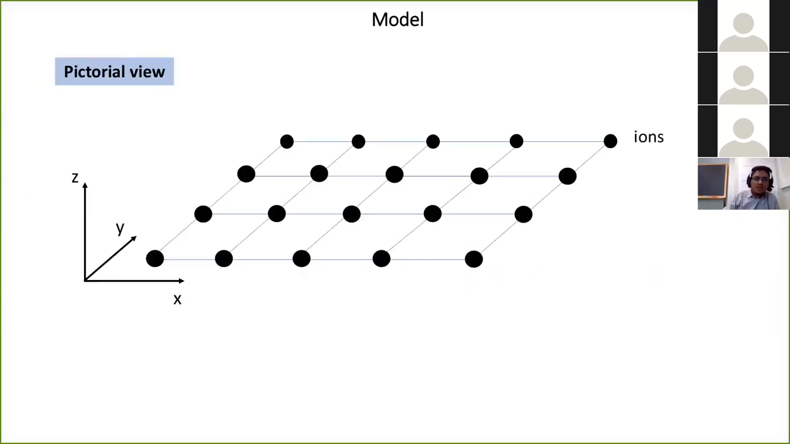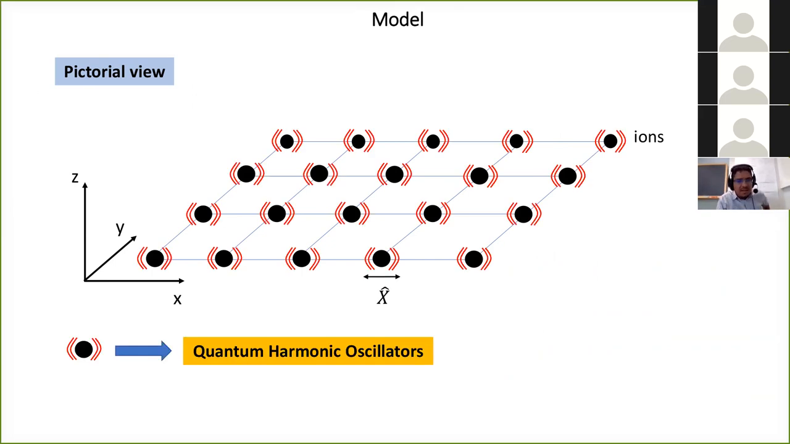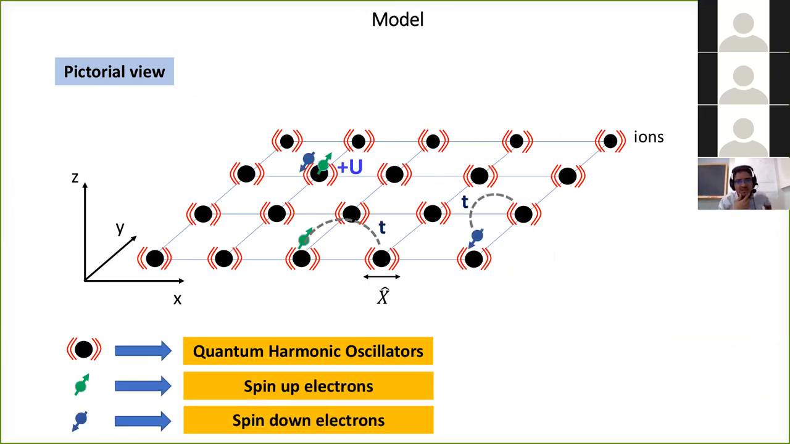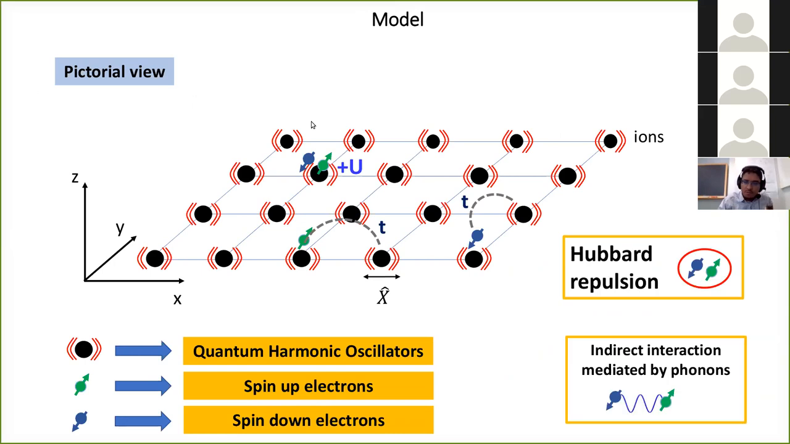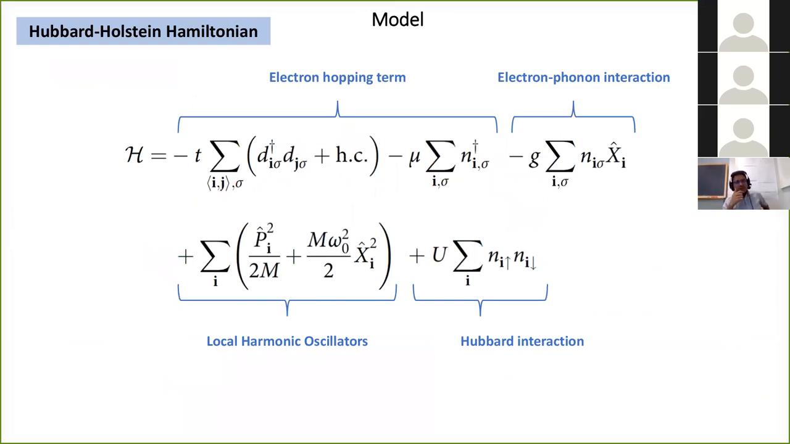So here, basically what I do, in a pictorial view, is I have my lattice with my ions, my sites, and then I put in each site one phonon degree of freedom, like harmonic oscillators. And I have electrons. These electrons can hop from one site to the other. And they can interact with the phonons, but I pay a price if the electrons are together. So basically I have a Hubbard repulsion and I have also electron-phonon interaction. So the Hamiltonian is this one here, with the hopping term plus the harmonic oscillators term, the electron-phonon term, and the Hubbard term. So this is a complicated Hamiltonian to work with.